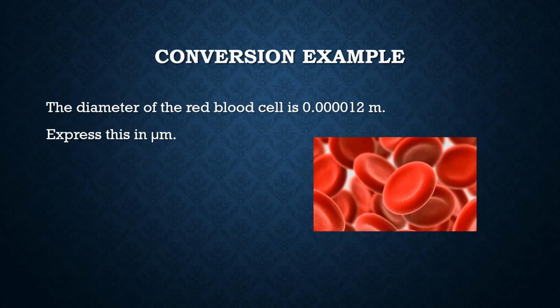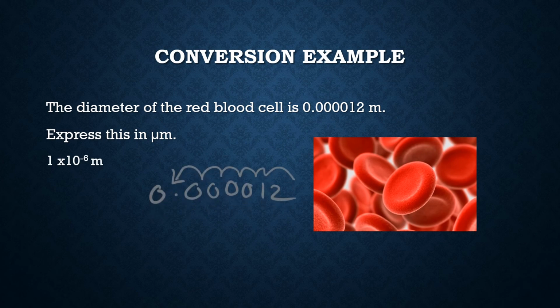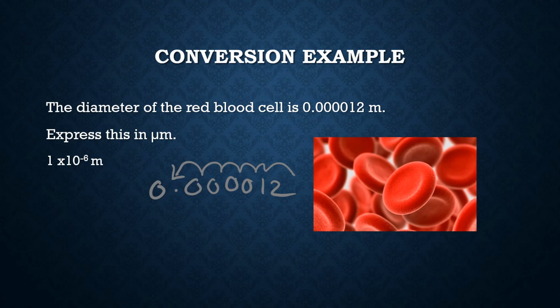Here's a conversion example. The diameter of the red blood cell is 0.000012 meters. Express this in micrometers. We understand that 1 micrometer is 1 times 10 to the minus 6 meters. So if we write out the number, we have to jump the point 6 places backwards. This gives us a value of 12 micrometers.